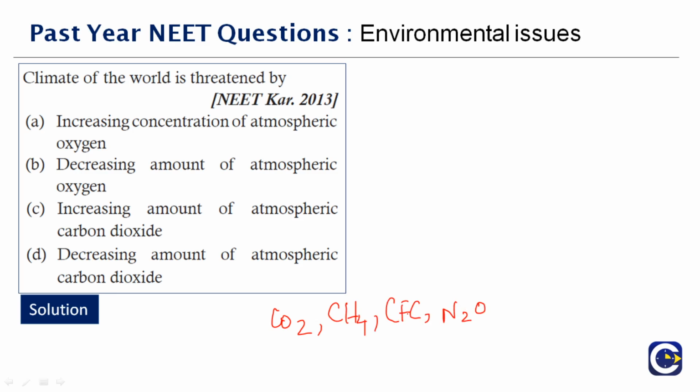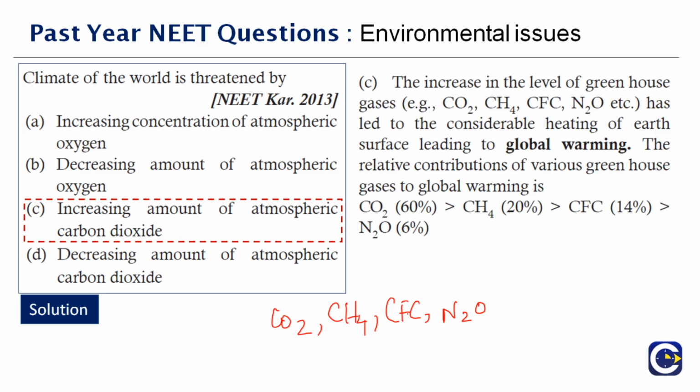All these are called greenhouse gases, and when they start accumulating within the Earth's surface, it leads to a major phenomenon called global warming, and that will make critical changes in the environment and the ecosystem, which will not be an advantage for the organisms residing on the Earth. The combustion of these various gases can lead to global warming. Therefore, the right answer to this question is option C, increasing amount of atmospheric carbon dioxide. Here carbon dioxide has increased to 60%, methane to 20%, CFC to 14%. See how much they have increased gradually in recent days.